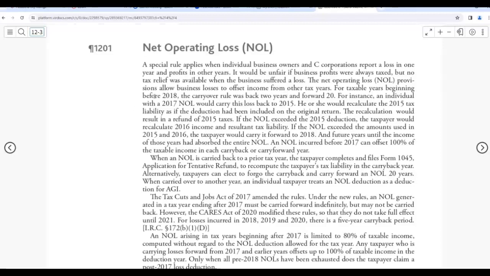For taxable years beginning before 2018, the carryover rule was back 2 years and forward 20 years. That means you can go back for 2 years and amend your previous tax returns and write off those losses that you incurred. Other than that, you can go forward up to 20 years and use it in future years against your income and write it off.